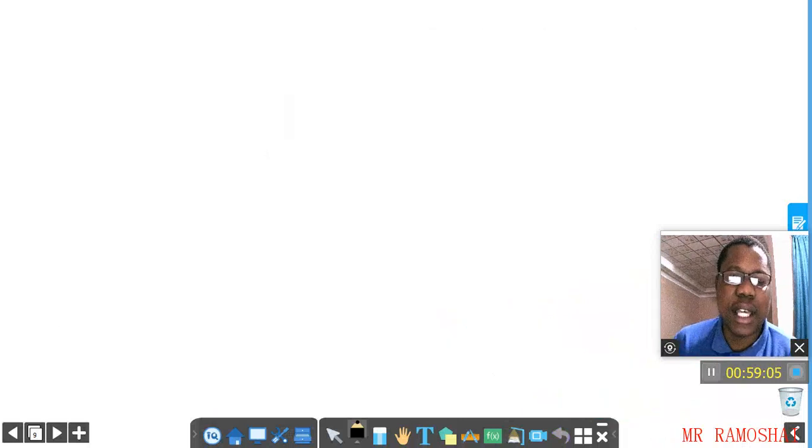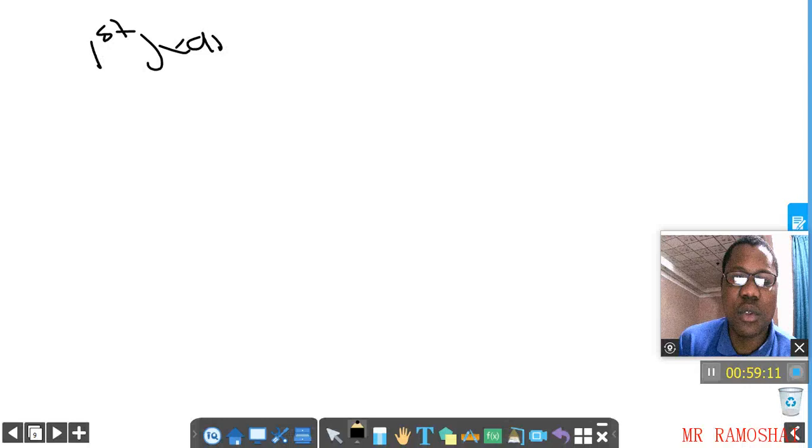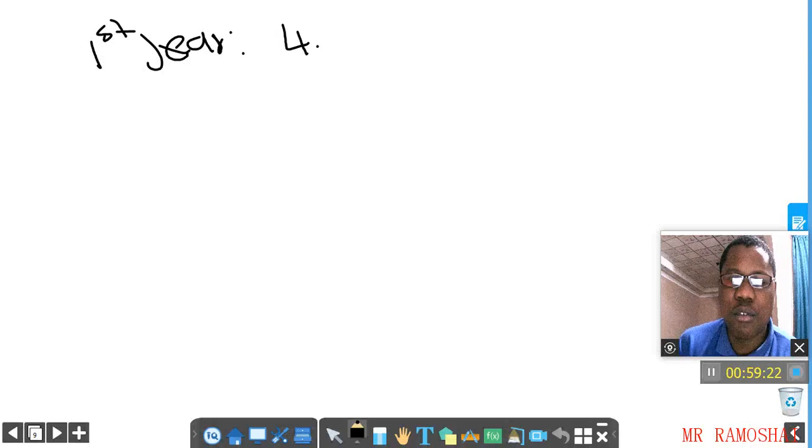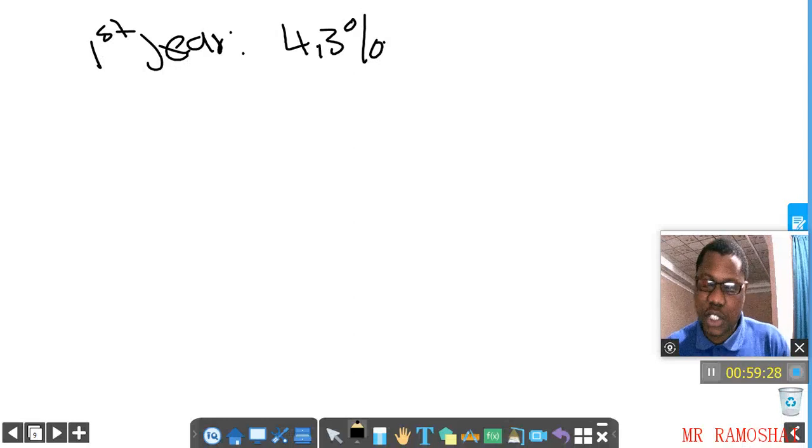Now in the first year, I want to show you a trick here. You're not even going to waste time to calculate. In the first year, they say she's going to receive interest of 4.3%. The method that I'm going to teach you gives you the returns after the first year. You don't have to calculate the interest and then add it back. You add the percentage extra.